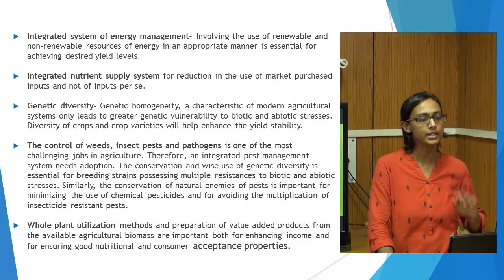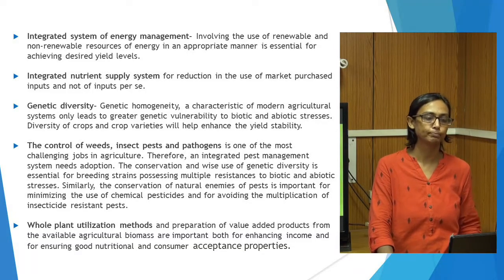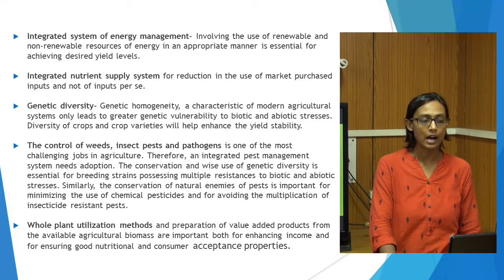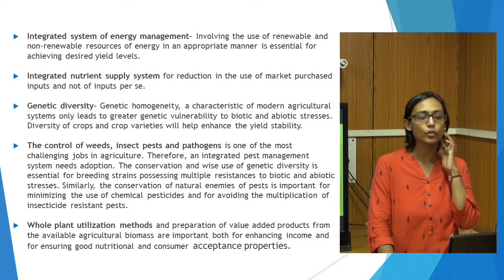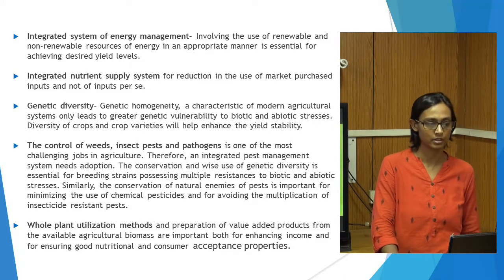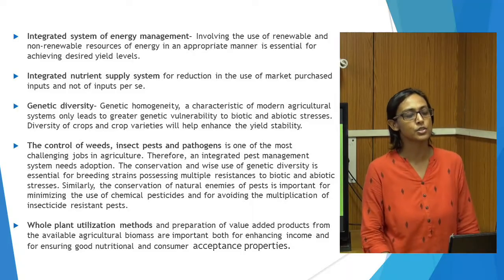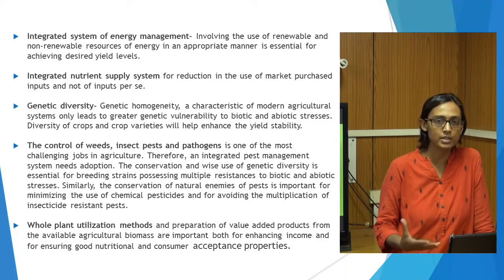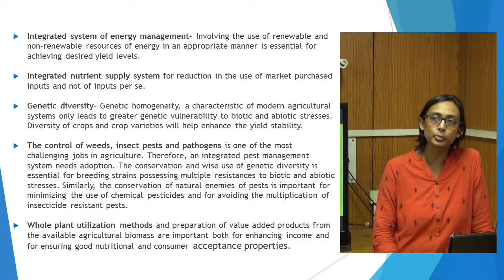The next principle is integrated system of energy management, because modern agriculture technologies are based on high energy consumption. So integrated system of energy management involving the use of renewable and non-renewable resources of energy in an appropriate manner is essential for achieving desired yield levels, so that the system is not depending solely upon the non-renewable resources.